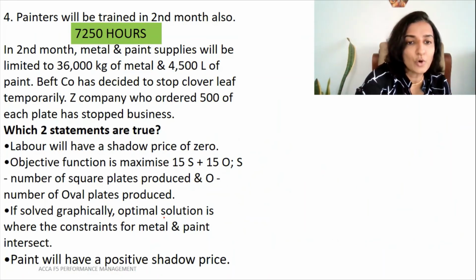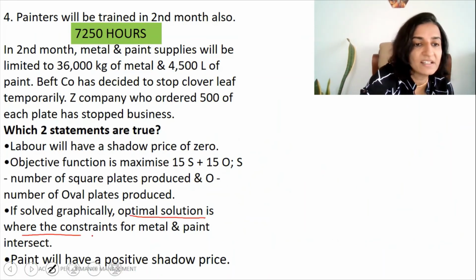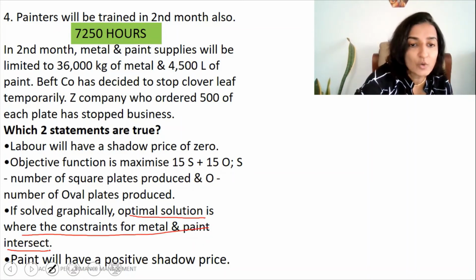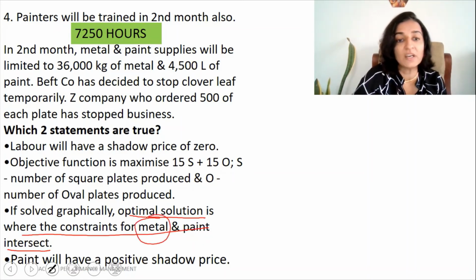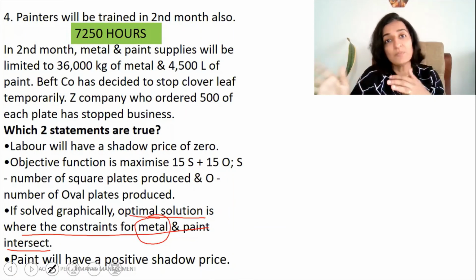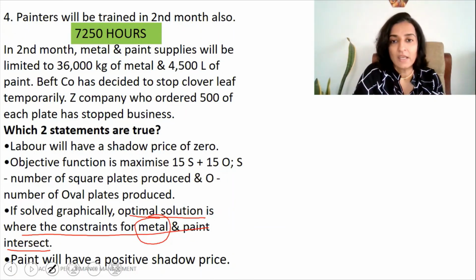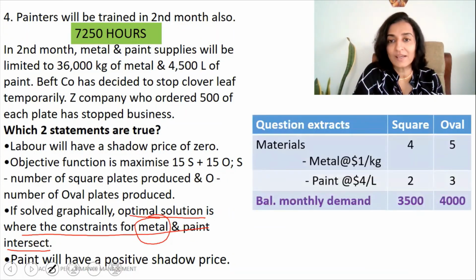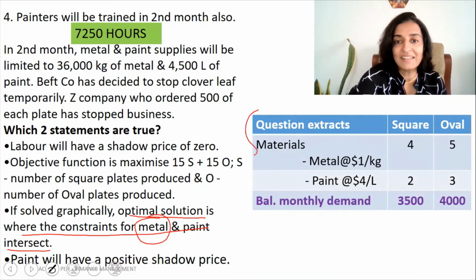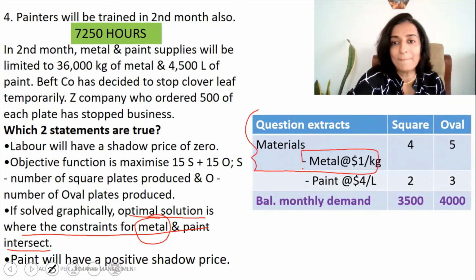So they are asking you: the optimum solution is where the constraints for the metal and the paint intersect. So we will first try to find out the metal constraint, whether it is binding or non-binding. So let's see the question extracts. This is what is given in the question regarding the metal.